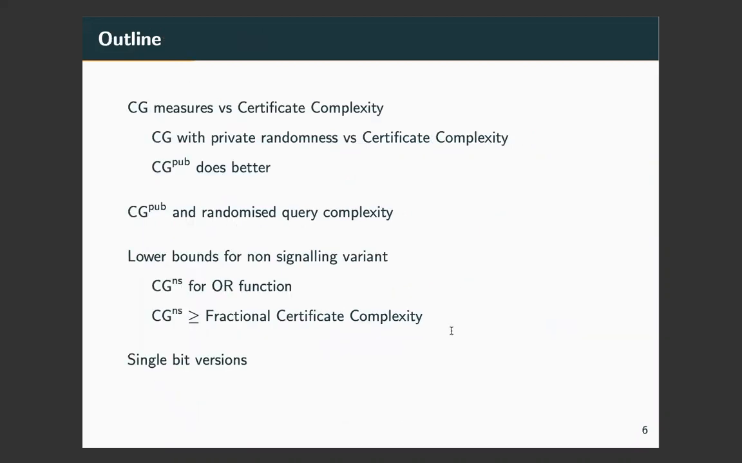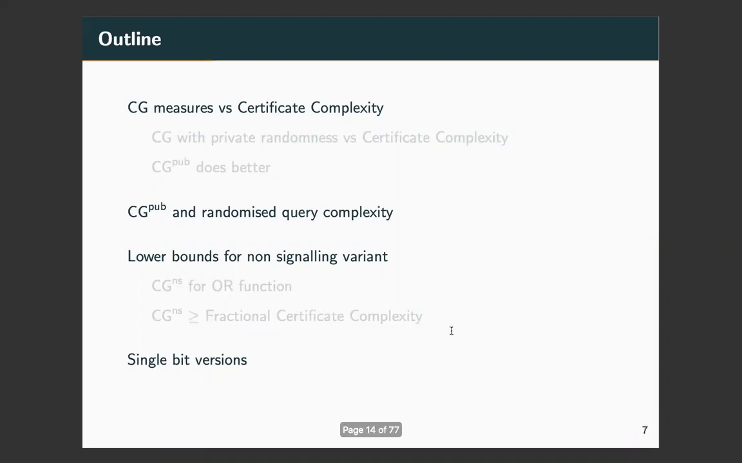The outline for the rest of the talk is the following. We will focus on relating certificate games to well-known complexity measures. The definitions for these measures are included in the slides for completeness, but I will skip through them due to time constraints. If you would like to recall any of these definitions, kindly pause and proceed. We will begin with an upper bound on the CG measures with respect to the well-studied certificate complexity.